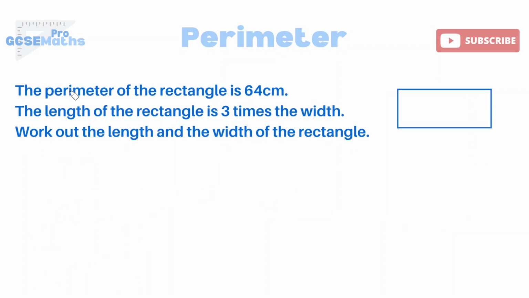Okay, again, we're getting a little bit harder again. So the perimeter of the rectangle is 64 centimeters. The length of the rectangle is 3 times the width. Work out the length and the width. So we've not even been given any information in terms of actual numbers here of the length or the width.